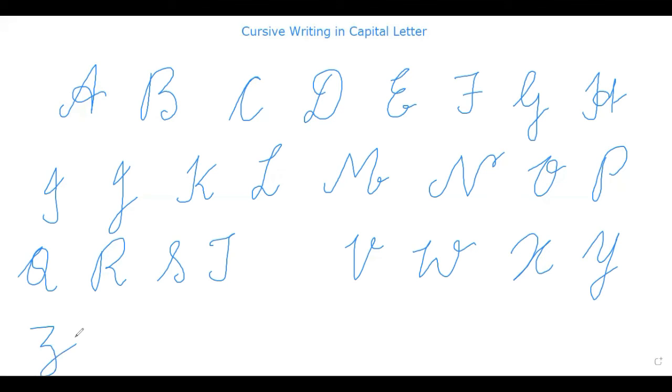So hope it's clear how to write cursive writing in capital letters from A to Z. In the next series, we will see how to write cursive writing in small letters from alphabet A to Z.